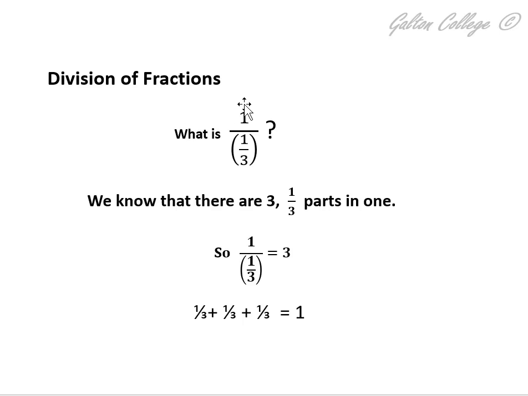So what is 1 divided by 1/3? Well, we know that there are 3 1/3 parts in 1. So 1 divided by 1/3 is equal to 3. If you like, 1/3 plus 1/3 plus 1/3 equals, sorry, it's equal to 1. I beg your pardon. Equal to 1.